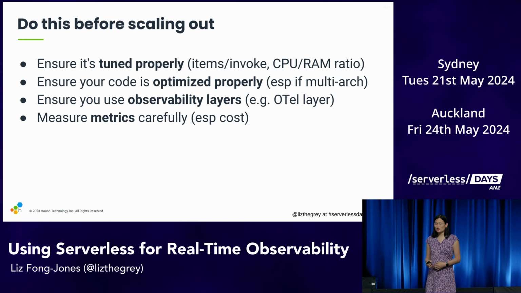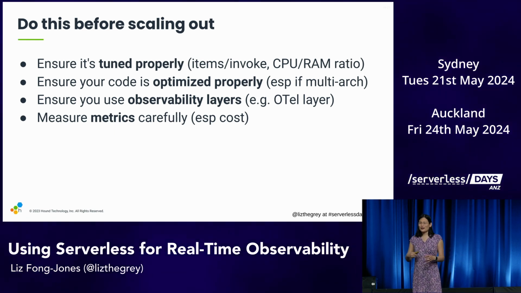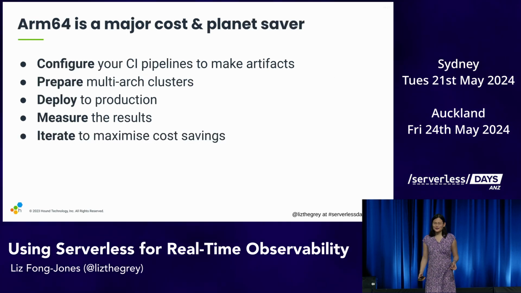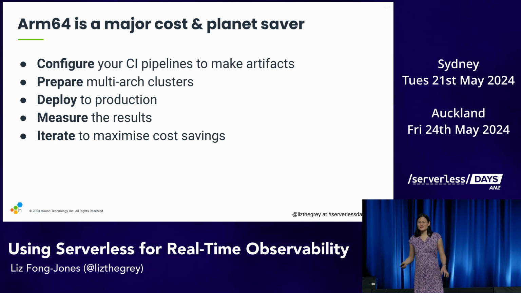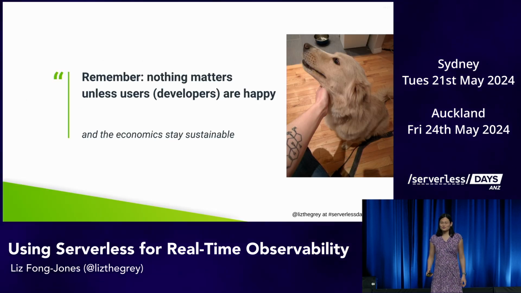Make sure that you are using observability layers so you can export the data from your Lambdas and get data on what's going on so that you can further optimize. And make sure that you're keeping an eye on costs, so that you do not have runaway costs that surprise you or your finance team. So ARM64 for us was a major cost and planet saver. It just required a little bit of preparation to generate those build artifacts to be able to determine how much exactly we were saving and whether or not it was worth it.